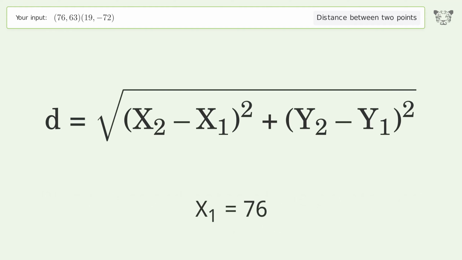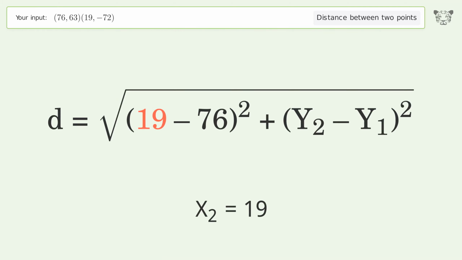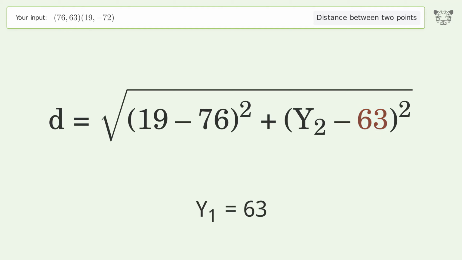x1 equals 76. x2 equals 19. y1 equals 63. y2 equals negative 72.